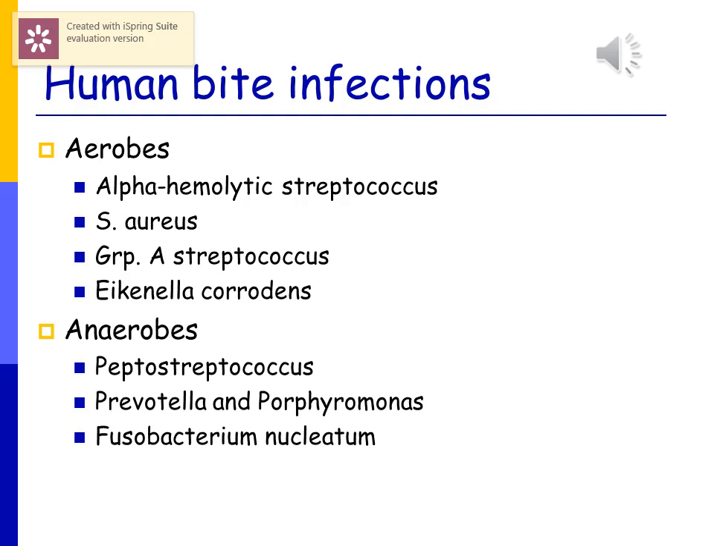Human bite infections, if it's an aerobic infection, it would commonly be your alpha hemolytic strep, Staph aureus, strep pyogenes, or Eikenella corrodens. For an anaerobic bite infection, it would be your anaerobic mouth flora, your Peptostreptococcus, Prevotella, Porphyromonas, or Fusobacterium nucleatum.